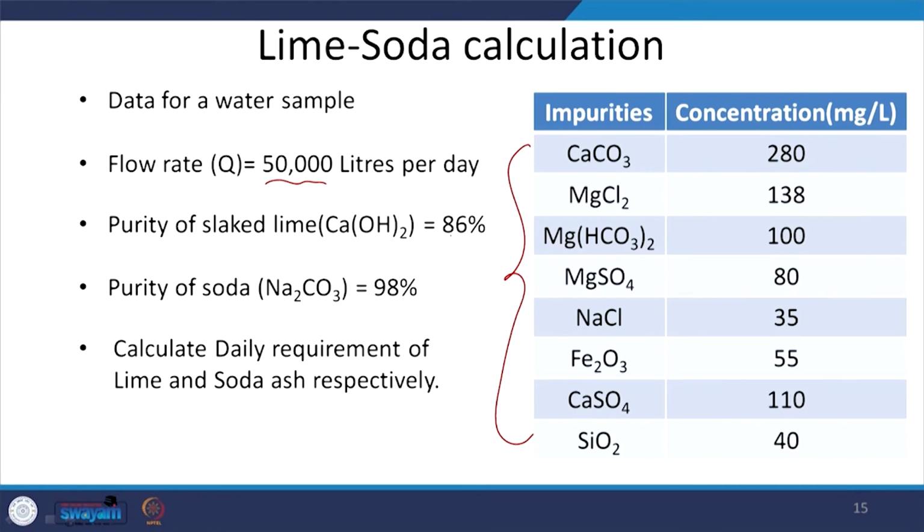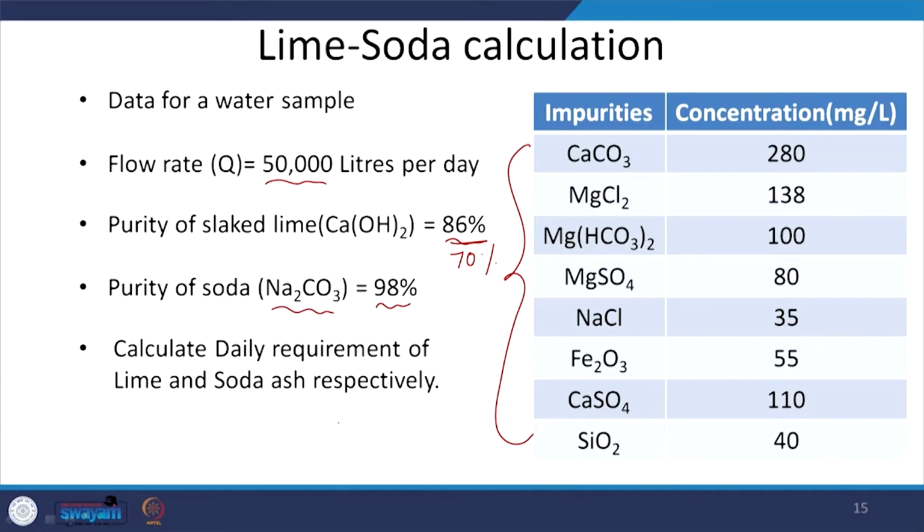The slaked lime purity is 86%. This is something to keep in mind. Again, the purity mentioned here is actually pretty high. Typically, it might be around 70%. So, that is one aspect. Purity of the soda ash, Na2CO3, is typically relatively high, 98%. And we are asked to calculate the daily requirement of lime and soda ash respectively.